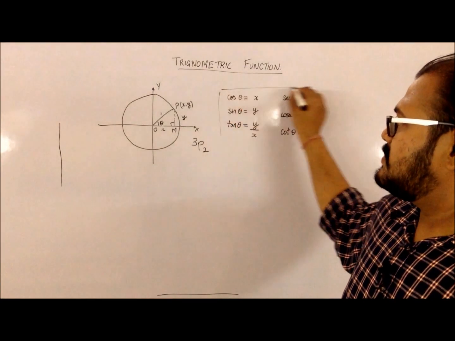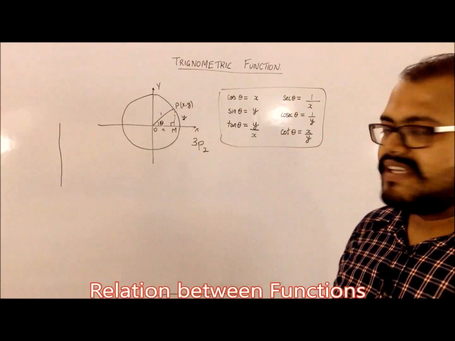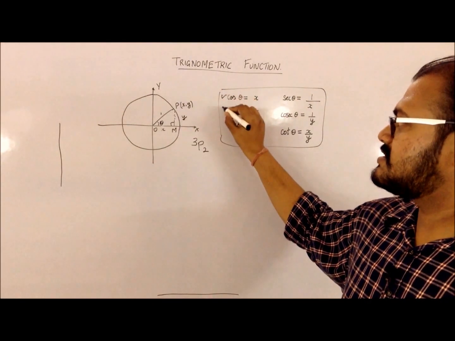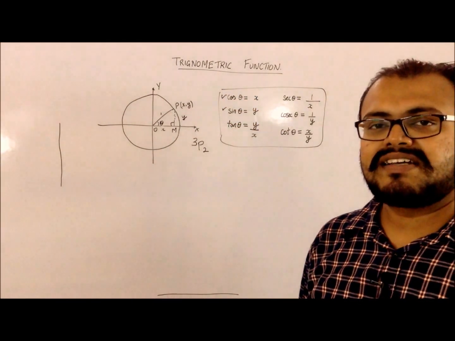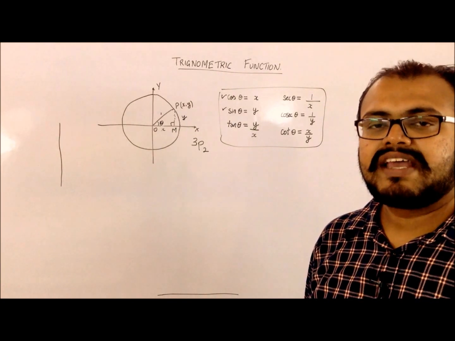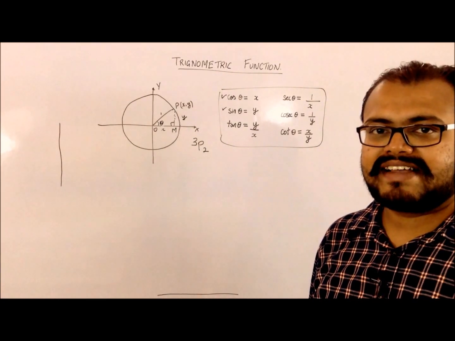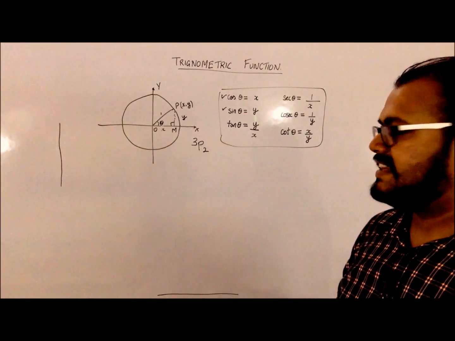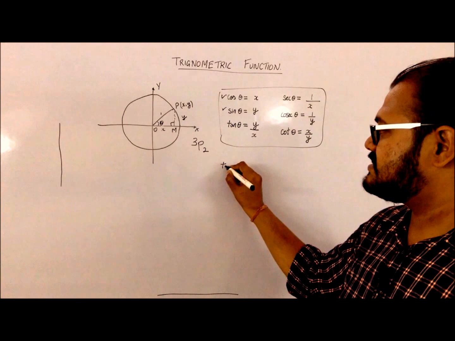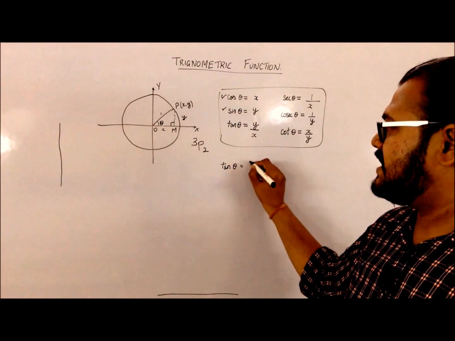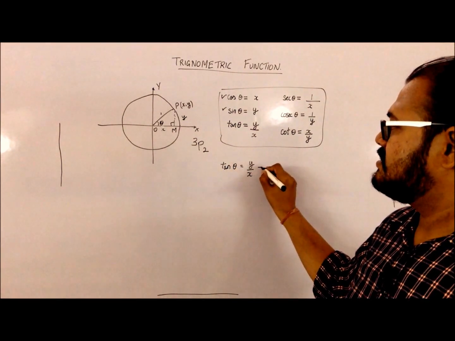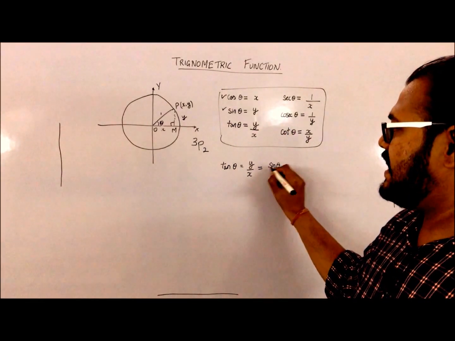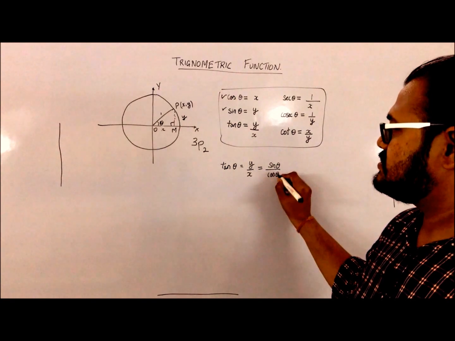From this set of formulas I can get a relation between the trigonometric functions. You have to always remember that cos and sine are the main building blocks of trigonometry. Using my sine and cos, I can get the other functions from it. If you observe tan theta, tan theta has a value of y by x, which is nothing but y is my sine and x is my cos.